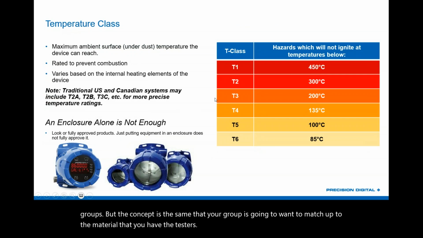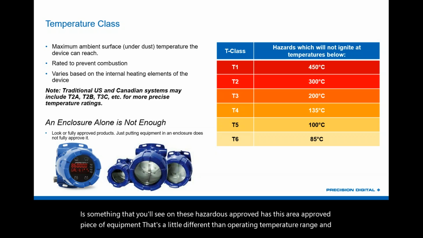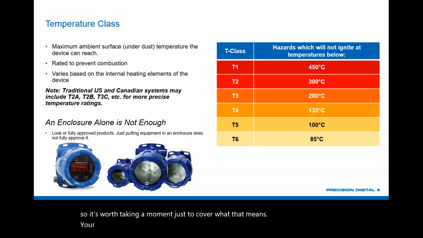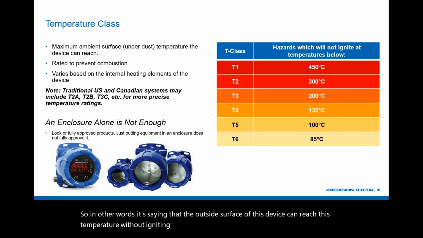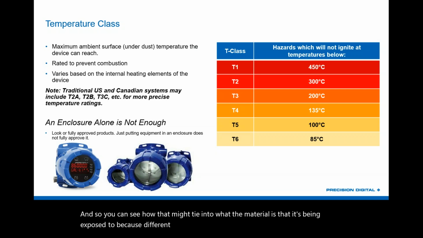Temperature class is something that you'll see on these hazardous area approved pieces of equipment. That's a little different than operating temperature range, and so it's worth taking a moment just to cover what that means. Your temperature class is the maximum ambient surface temperature the device can reach. So in other words, it's saying that the outside surface of this device can reach this temperature without igniting the atmosphere. And so you can see how that might tie into what the material is that it's being exposed to, because different materials will have different ignition temperatures.